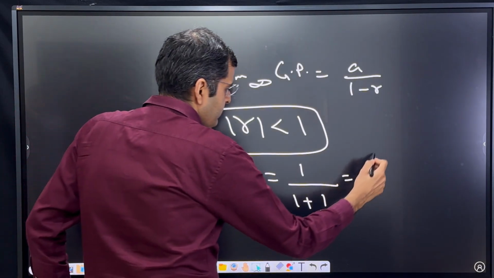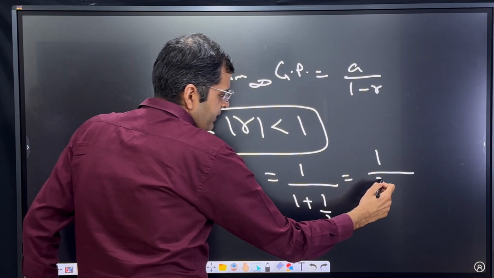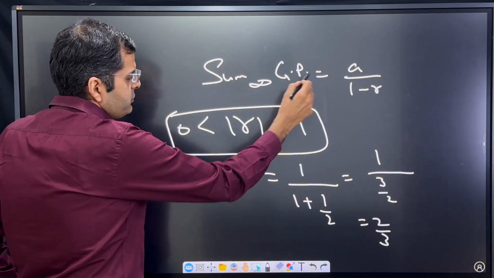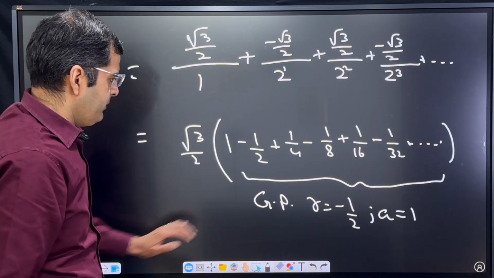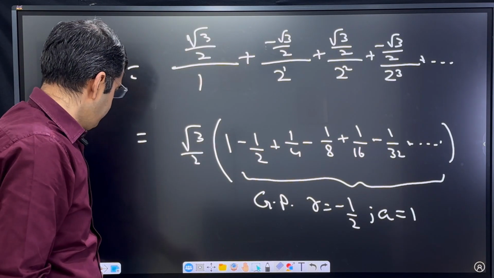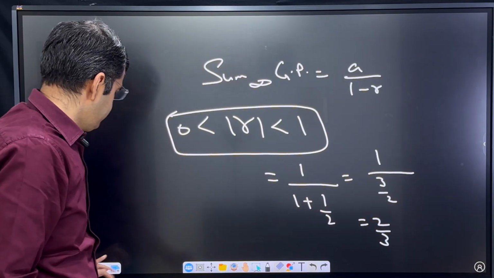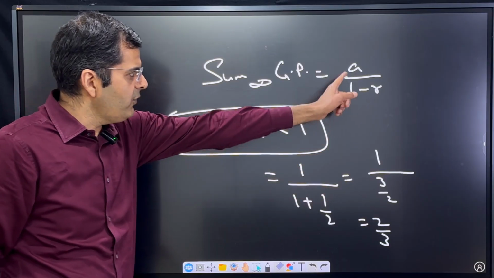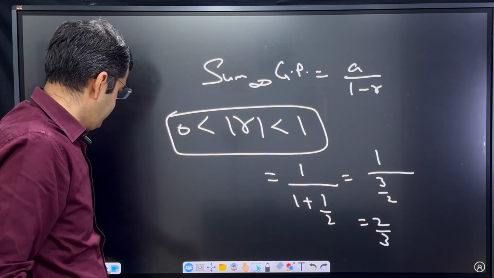So this will be 1 divided by 3 by 2. 1 divided by 3 by 2 is nothing but 2 by 3. So this term in the bracket adds up and gives me 2 by 3. Okay, because this is the sum of an infinite GP, and applying the formula A upon 1 minus R, we get 2 by 3 as the answer.